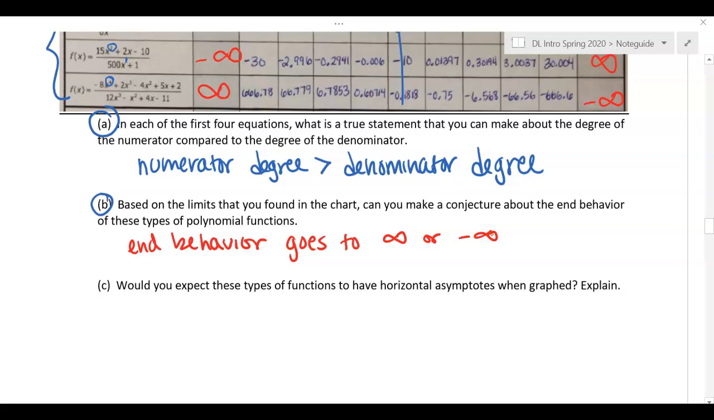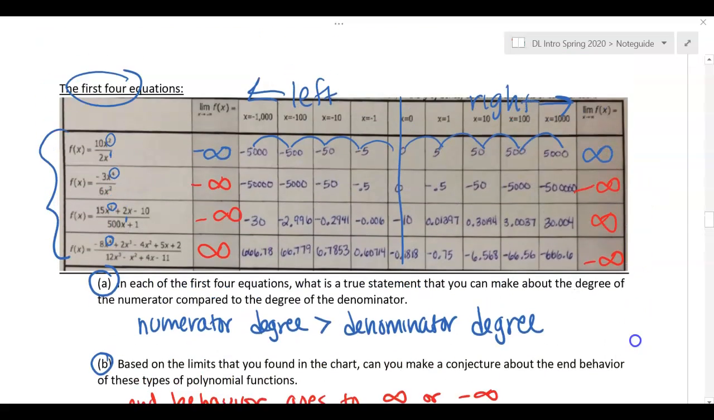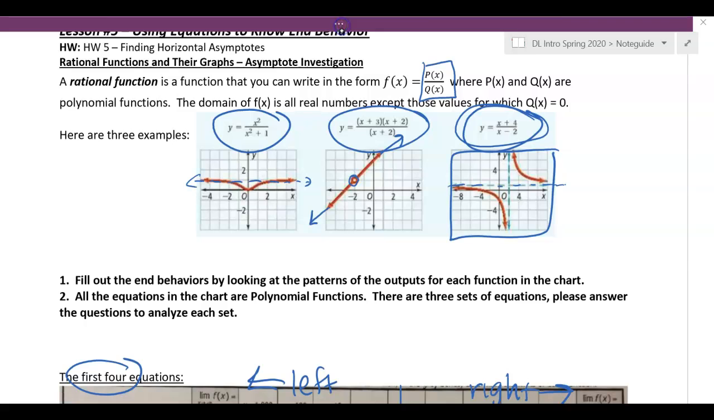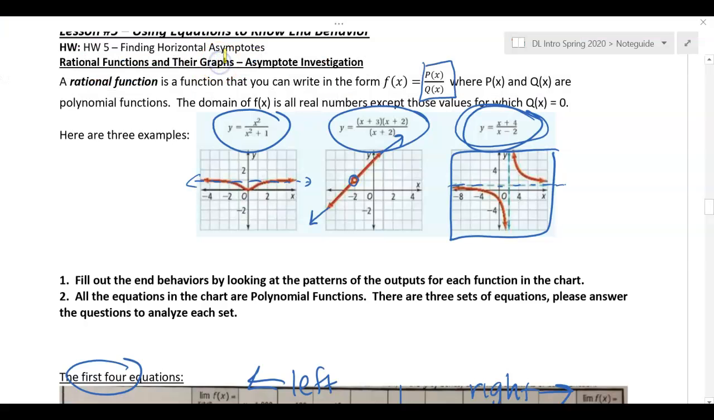So would you expect these types of functions to have a horizontal asymptote when they're graphed? So I'm going to take you back to the pictures we looked up at the top. Notice that in the first picture, I said it kind of settled at 1, and I would expect there to be a horizontal asymptote at 1, and same with the third picture.